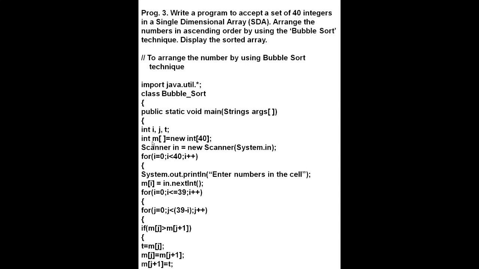Now when we are taking int for an array, at that time we will take int m, then blank is equal to new int, and the number which is given in the question, 40 integers, so we will write 40 here. You have made mistakes in this question paper, so try to understand this. When you declare the array element, you will declare it like this. Now Scanner is equal to new Scanner System.in.